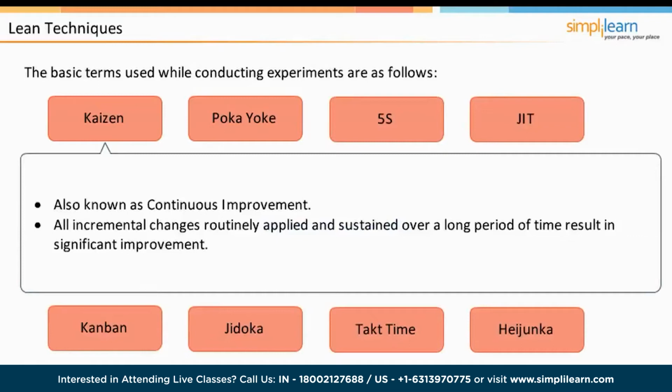Kaizen, or continuous improvement, is the building block of all lean production methods. Kaizen philosophy implies that all incremental changes routinely applied and sustained over a long period of time results in significant improvements.